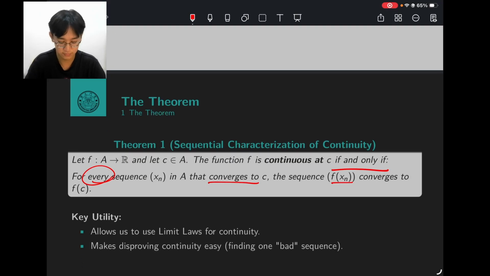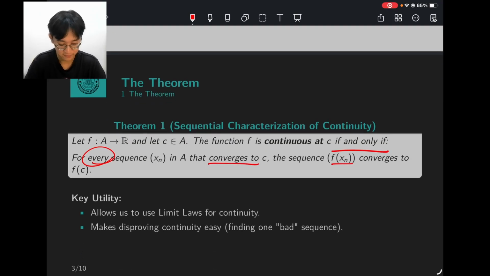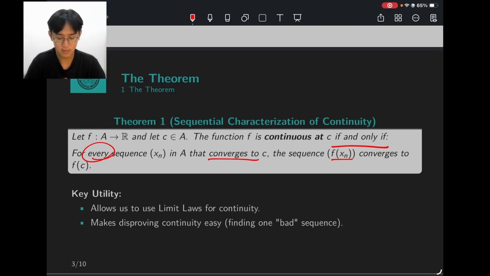So there are two important things I want to say. The first one is this theorem allows us to use the limit laws because this theorem involves the limit of a sequence. The second one is this theorem makes it very easy for us to disprove that a function is continuous, because we just need to find a bad sequence. The theorem is for every sequence, so we just need to find one bad sequence that does not satisfy this theorem. Then this function is discontinuous.